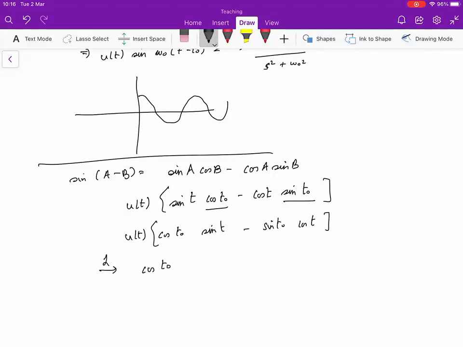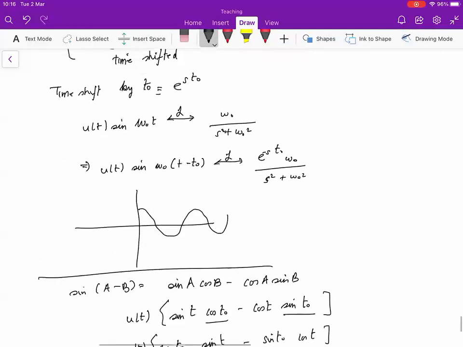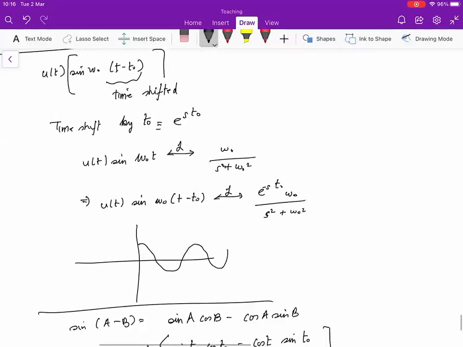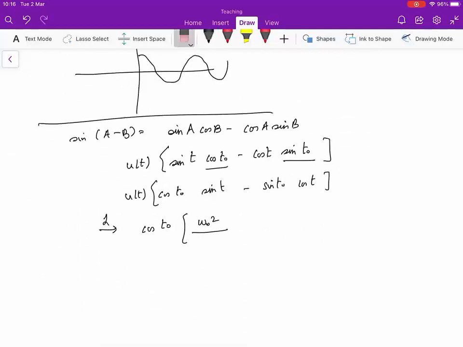The transform is going to be cos t naught, and then for sine of t we get omega naught over s squared plus omega naught squared, minus sine t naught times s over s squared plus omega naught squared, if I remember correctly. What's the transform of cosine? It's s over s squared plus omega naught squared, not just s. Sorry.